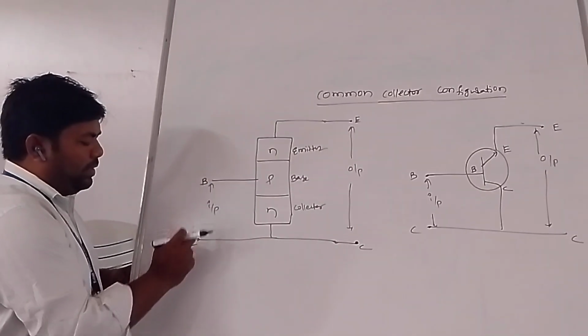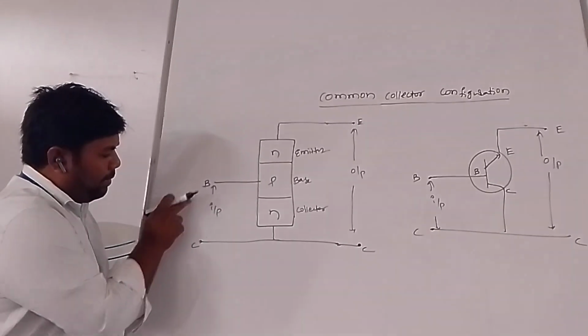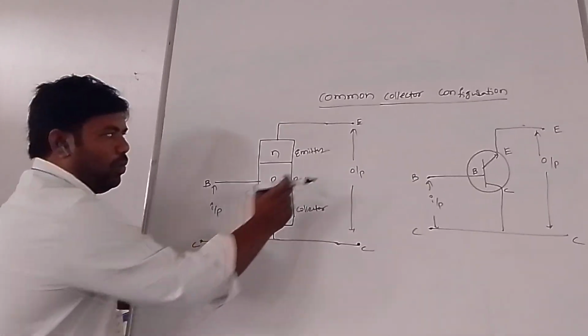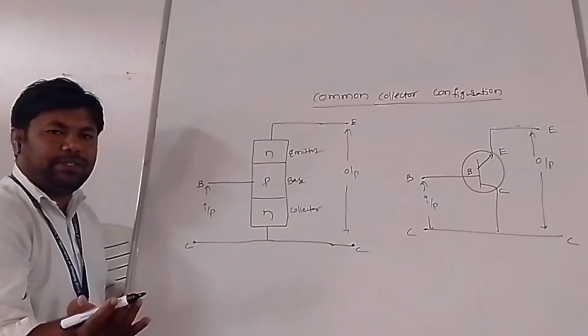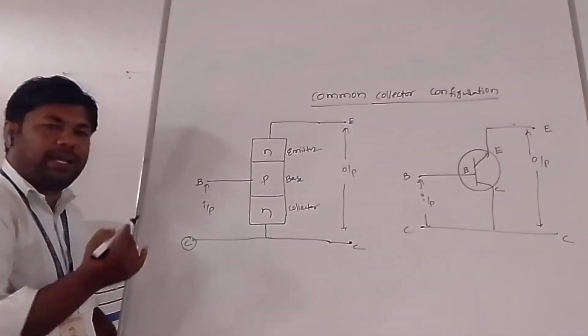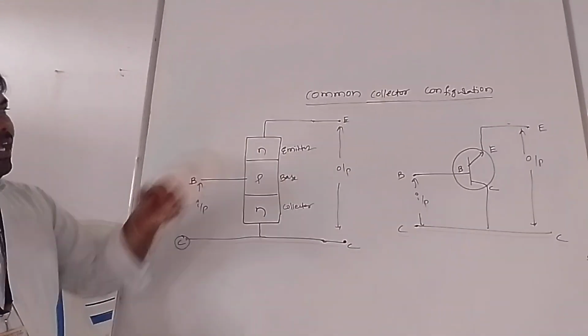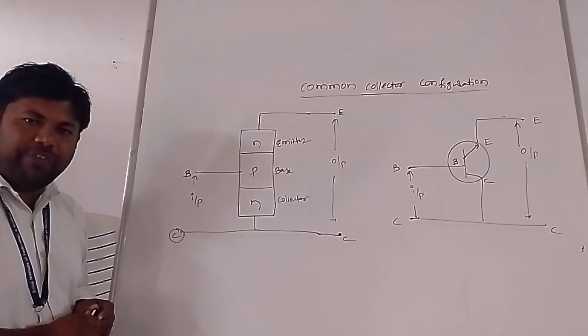So which terminal is common? See, on the input side we apply between base and collector. Output is taken from the emitter to the collector. That means what is the common terminal? Collector is the common terminal. The collector terminal acts as a ground. So that's why we call it a common collector configuration. So this is about the 3 configurations.